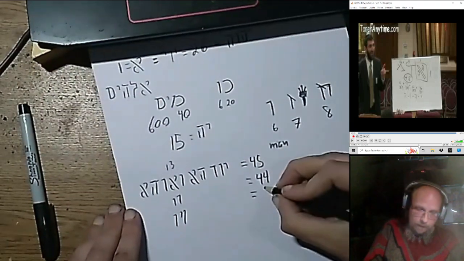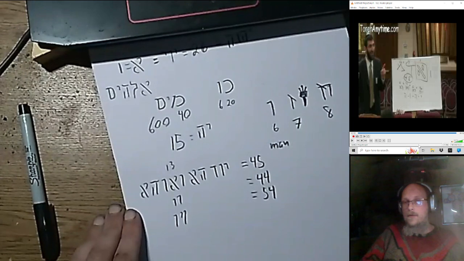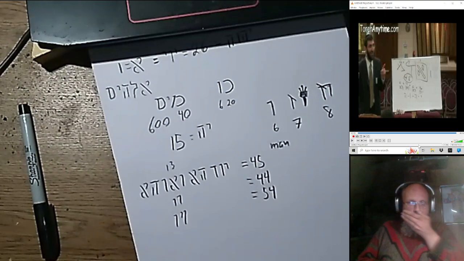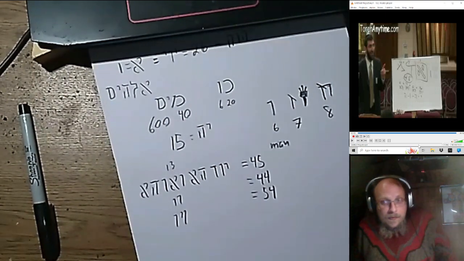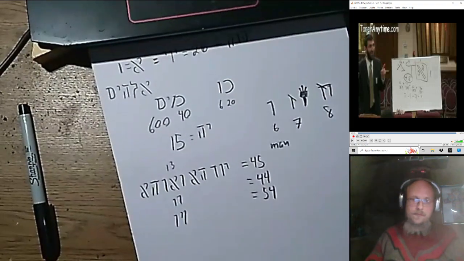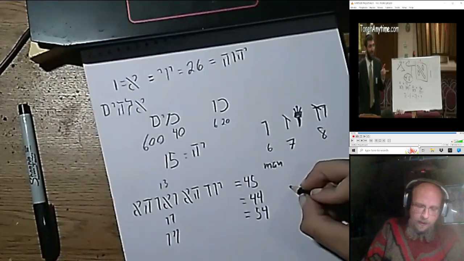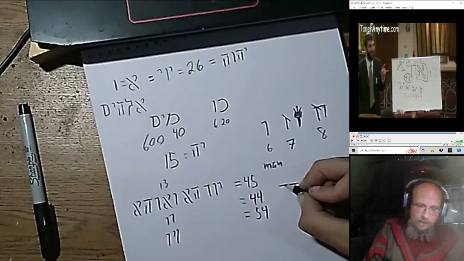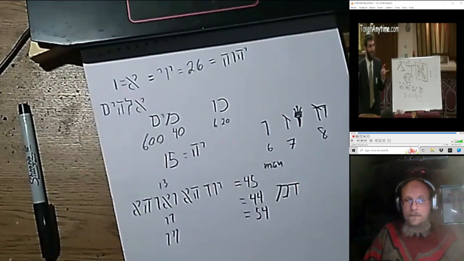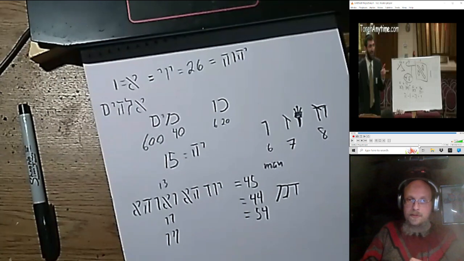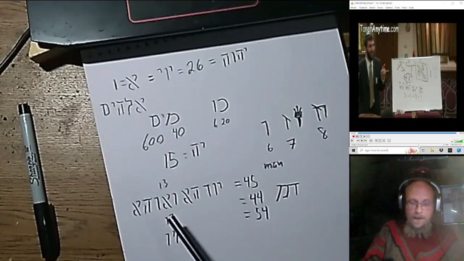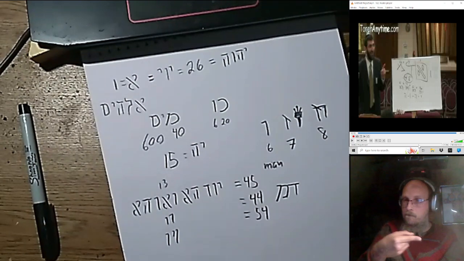With different numerical values. Now 44 is Dam, which is blood. And Vav. Vav represents a physical nail, a physical tent peg, a physical hook.